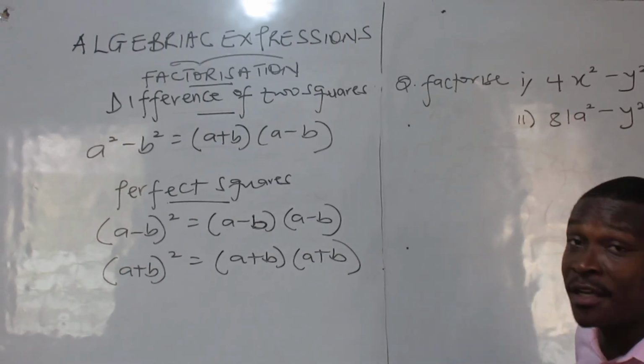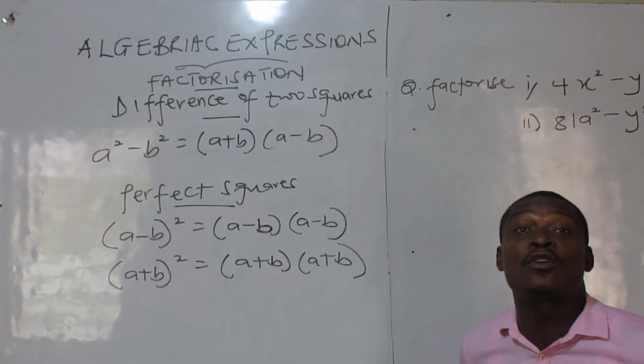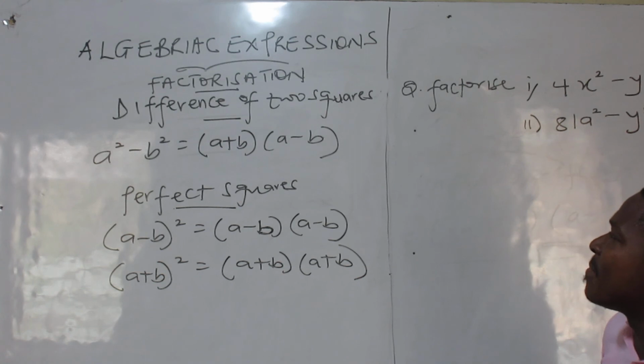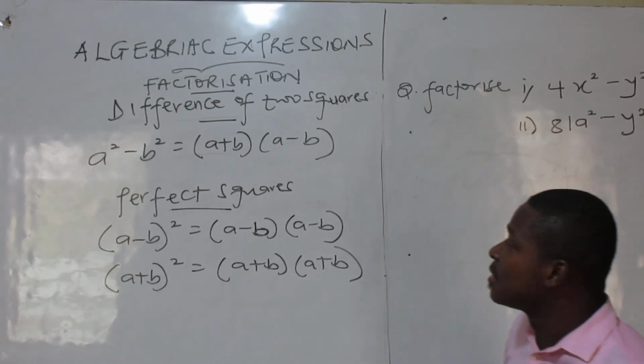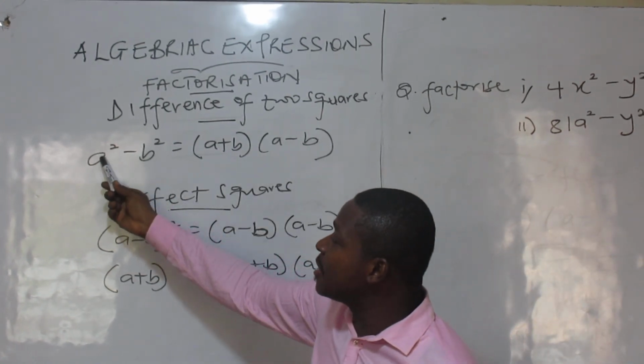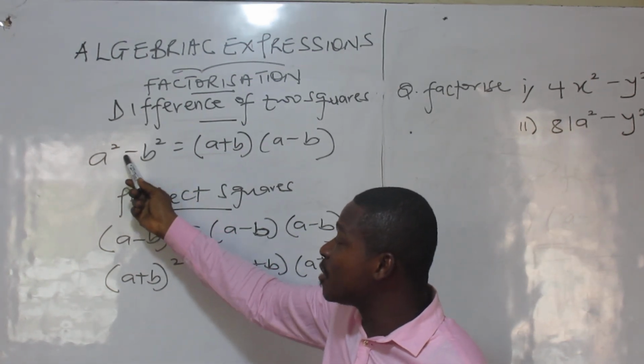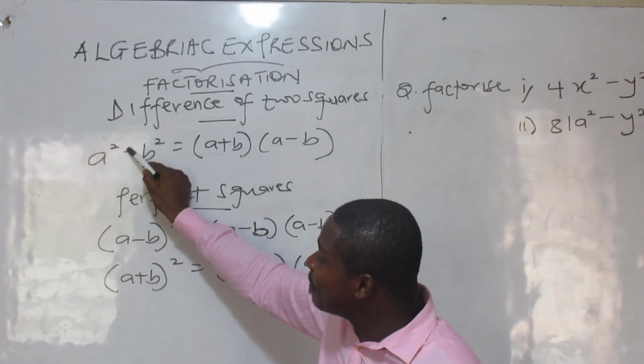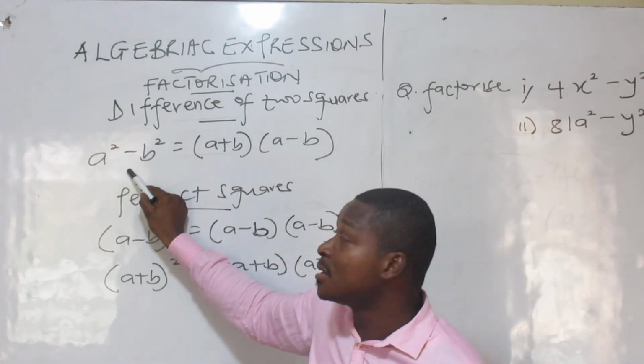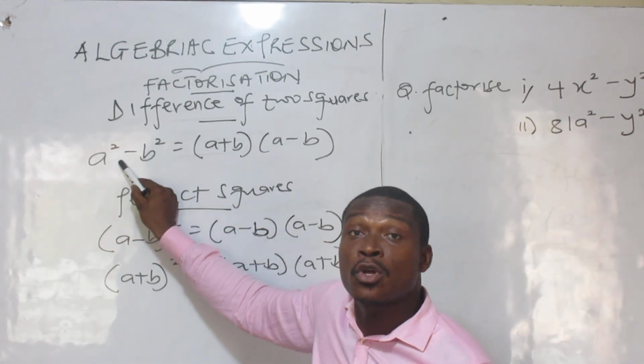Still on factorization, let's look at the concept of difference of 2 squares. Now what do we mean by difference of 2 squares? You say there is a squared, there is b squared. The minus sign between them happens to be what we call the difference. If it is plus, it will be called sum of 2 squares. If it is times, it will be product of 2 squares.